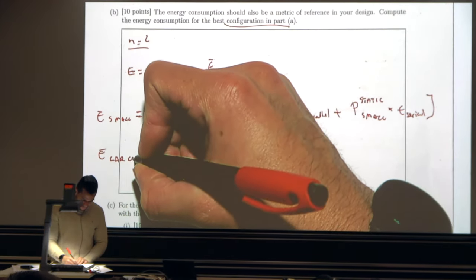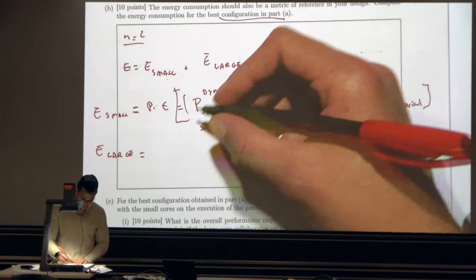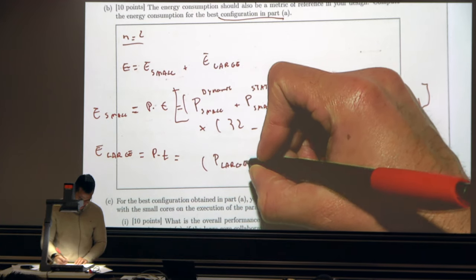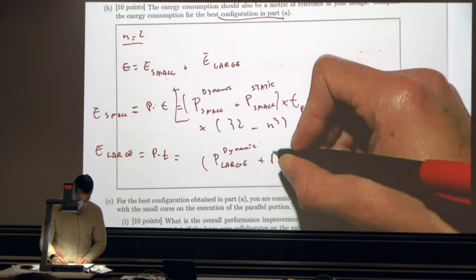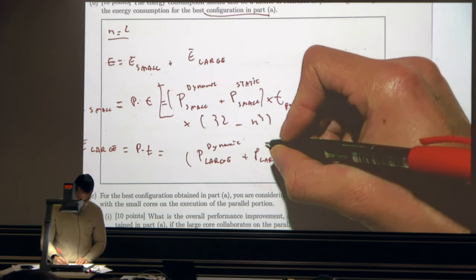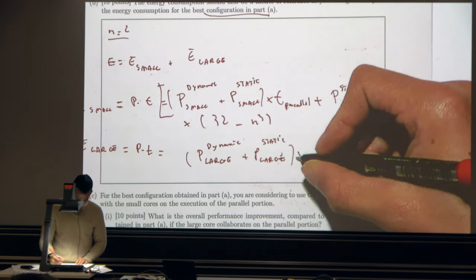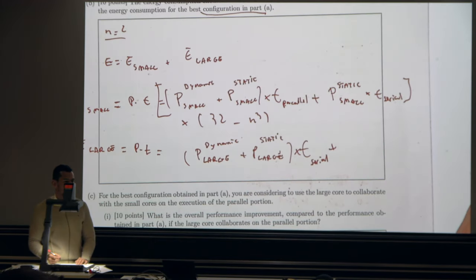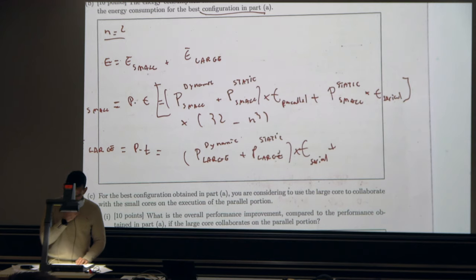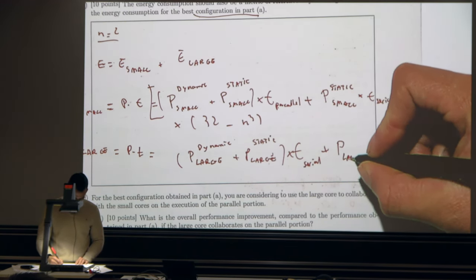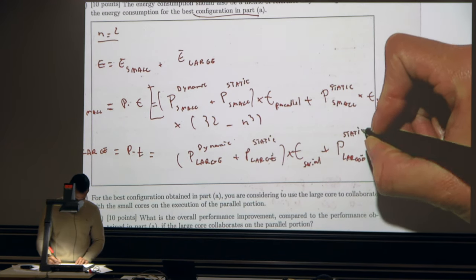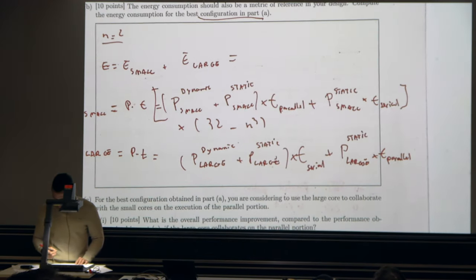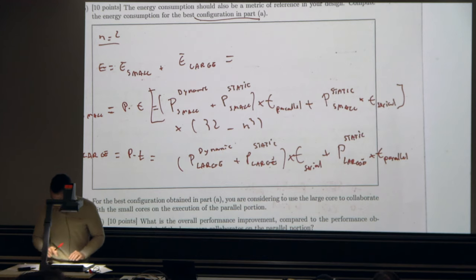For the larger core, we have exactly the same equation. So you have power times time, and it's going to be the power for the larger core, the dynamic power, plus the static power for the large core, times the time to run the serial part. And similar to what I did here, we also have to consider the static power while this core is not doing computation but the parallel part is being executed. So the static power for the large core times the time for the parallel part. That is the time that this core is not doing anything. And if you look at the solution, I'm not going to put numbers here, it is 24, I guess.